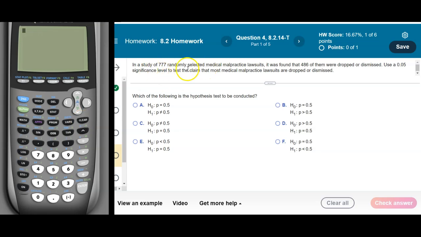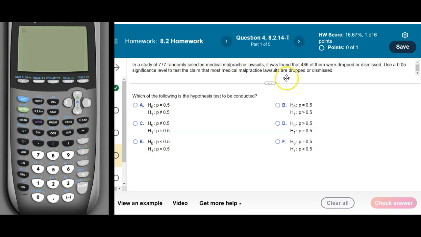Alright, so let's look at another example of a hypothesis test about a proportion with the TI calculator. So when I'm looking through here, I see 777 subjects, and this many of them were dropped or dismissed. Test the claim that most. So most is a majority, more than half. So this is half being a proportion. This is a test about a proportion.